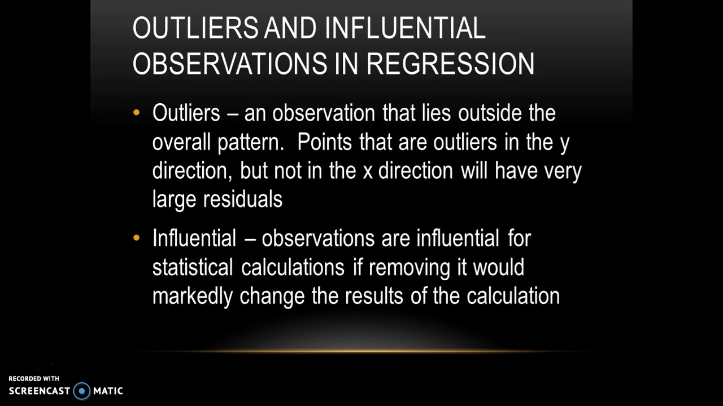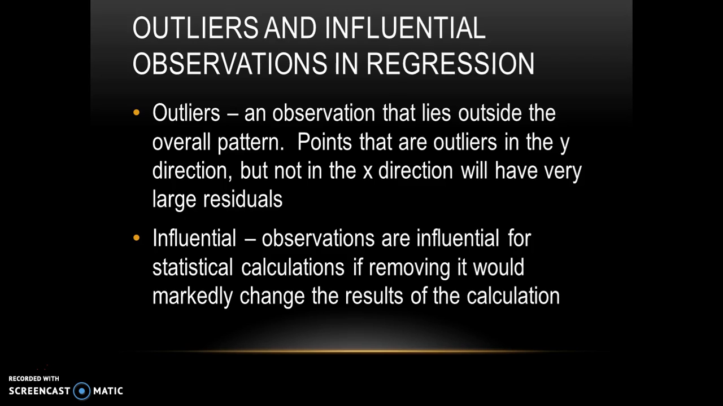Outliers and influential observations in regression. This is the last slide. We already know what outliers are, but in this context, an outlier is an observation that lies outside the overall pattern. Usually points that are outliers in the y direction, but not in the x direction, will have a very large residual. Residuals are how far you are from your observed value minus your predicted value. So if the y is an outlier, it's going to have a big residual.